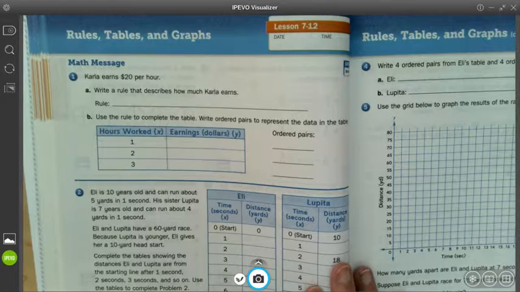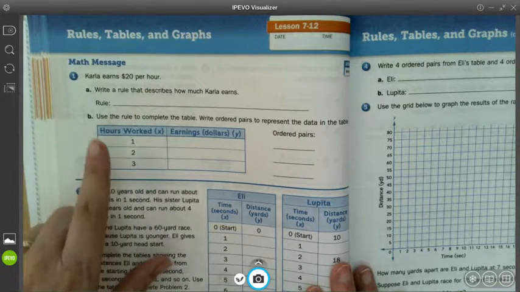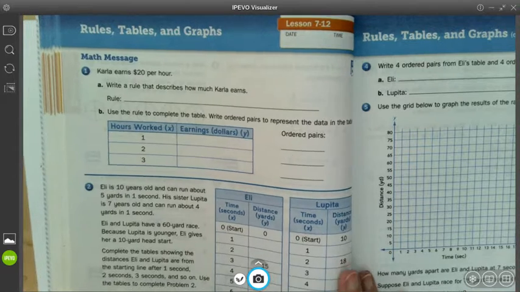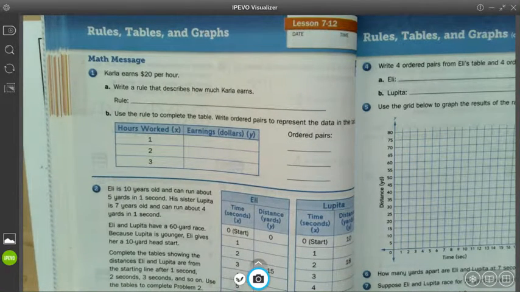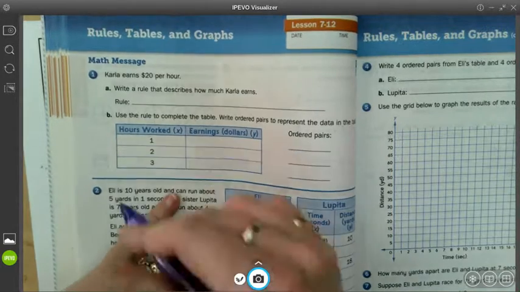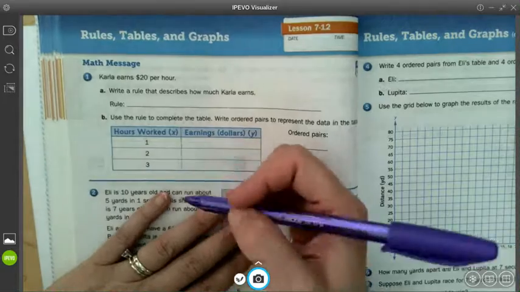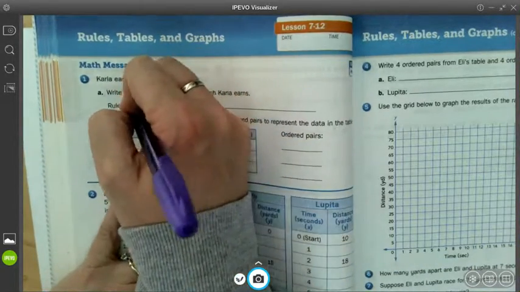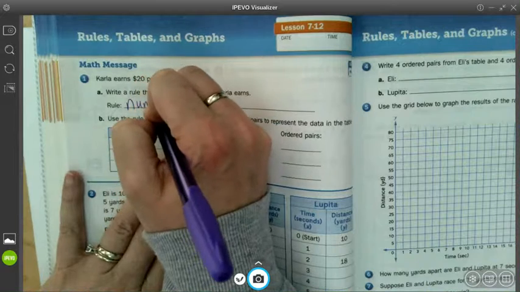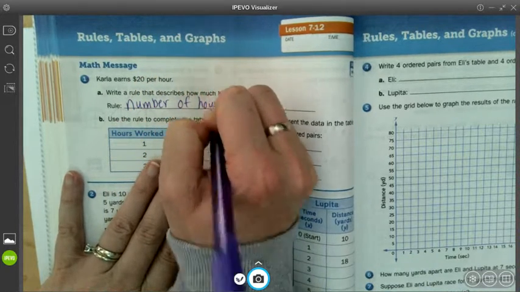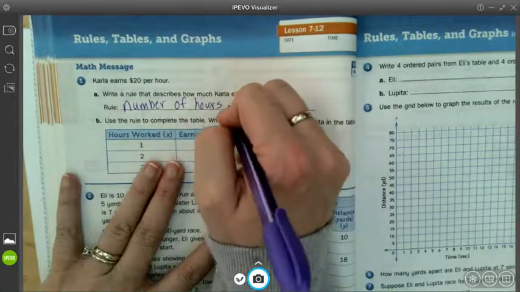It says Carla earns $20 per hour. Write a rule that describes how much Carla earns. So think about that. What type of rule could you write? If she earns $20 per hour, maybe we could say the number of hours that she works. So number of hours worked, we should put worked.